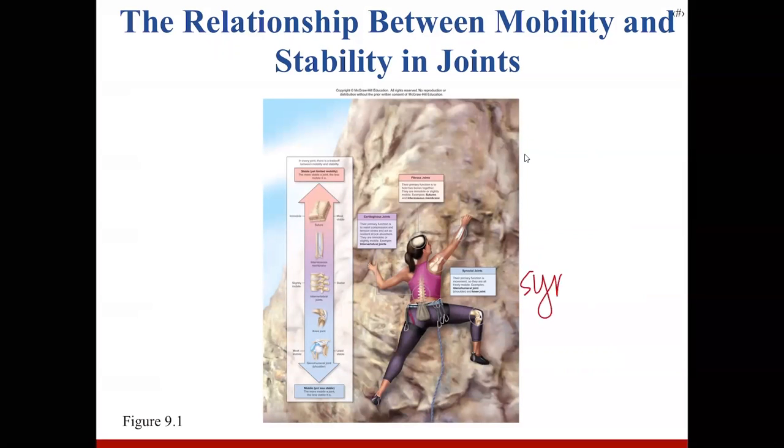So synovial, which are movable, right? So like her knee, fibrous joints will be in her skull. They're not very movable. And then cartilaginous, they're pointing to her vertebrae. Okay, so they're in between.